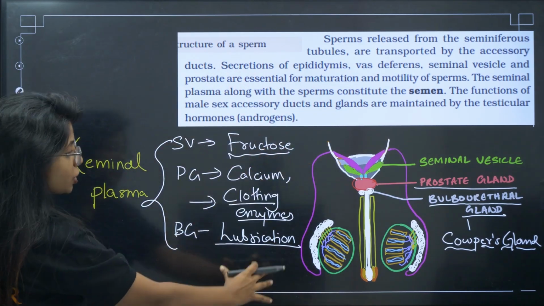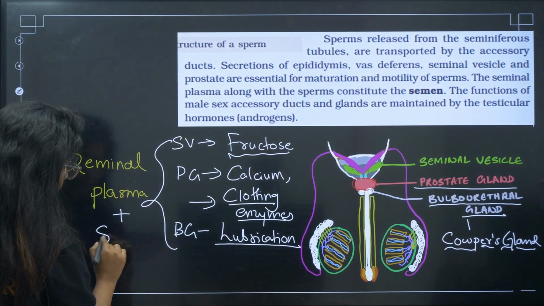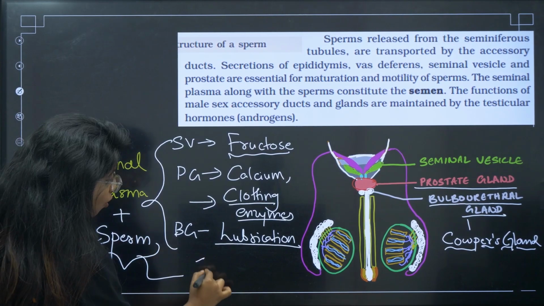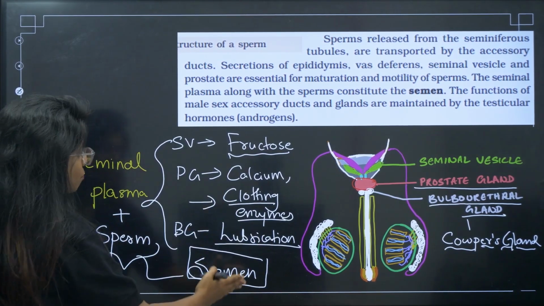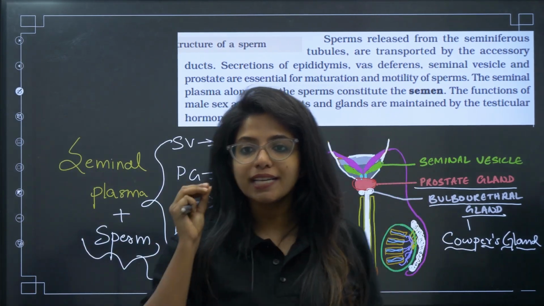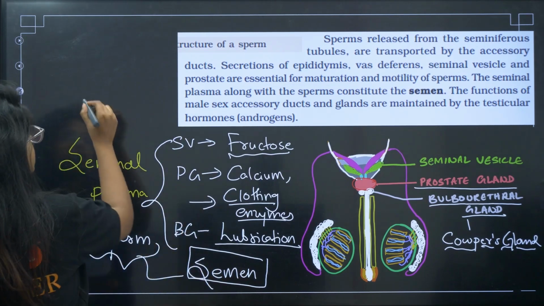So basically the secretion that is known as seminal plasma, if I add sperm to it, this whole thing becomes what? Semen. So the semen which you talk about is made up of sperm plus the seminal plasma. And what is the pH of this thing? The pH of the semen is very important.